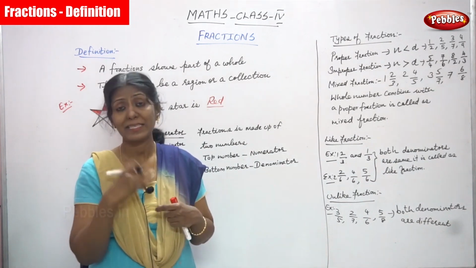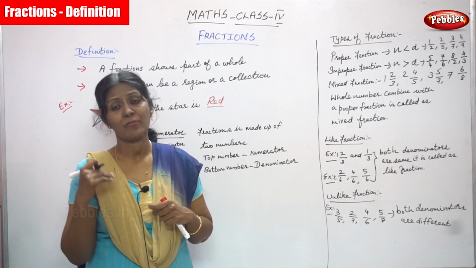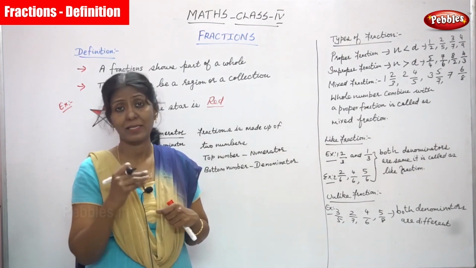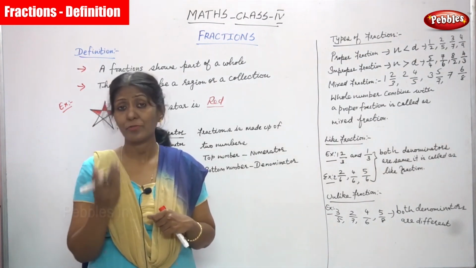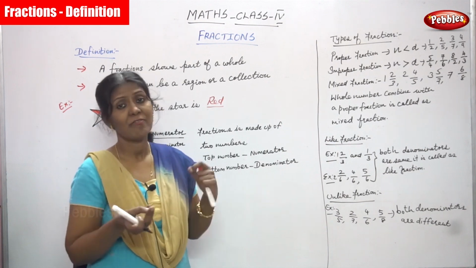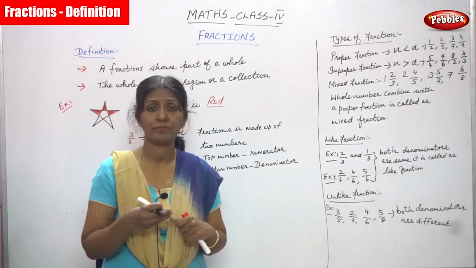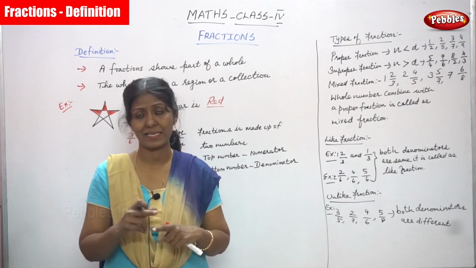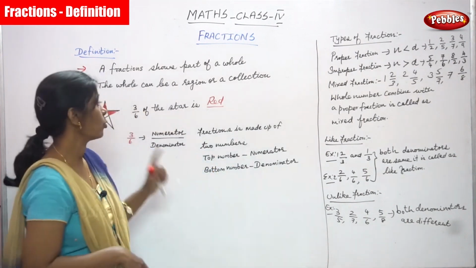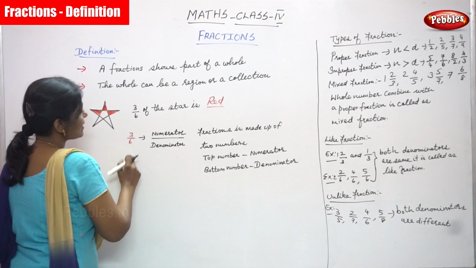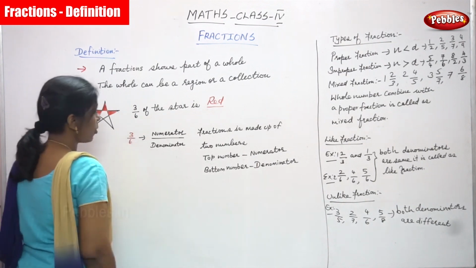The total number of parts is 6. From the 6 parts, we colored only 3 parts. That is called a fraction. That is what they mention: a fraction shows a part of a whole. But actually it is a single star, only one star, so we divided it. So in 3 by 6, 3 is the numerator and 6 is the denominator.